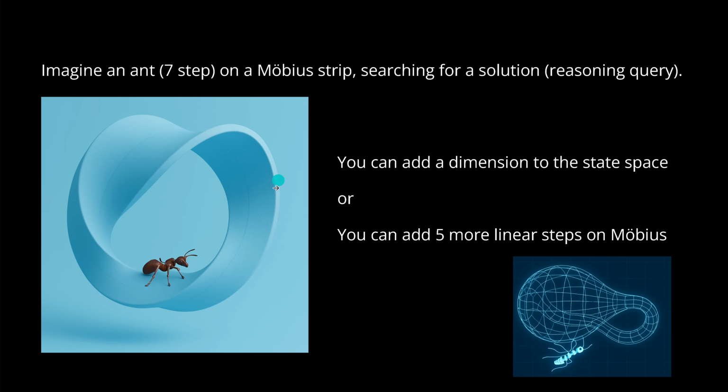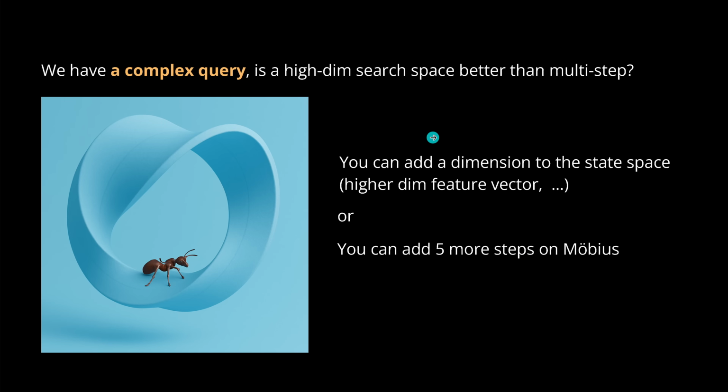If you want, just imagine the ant is allowed to go 7 steps on a Möbius strip, or if you want, take a Klein bottle to get a little bit more complicated. But what is better? Add dimensionality to the state space, or just allow the ant to search more steps, a multi-step reasoning. This, of course, transfers to a complex query that we have. And then we simply ask, is it better to have a high-dimensional search space or a high-dimensional large language model? Or should we go for a multi-step reasoning model? So train it for dimensionality or train it for multi-step reasoning.